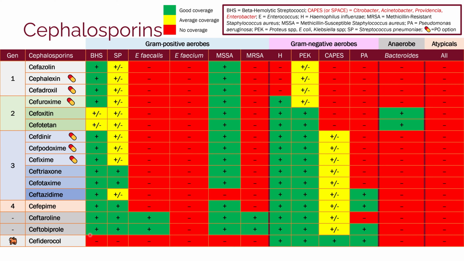Ceftobiprole is unique in the sense that it is the only beta-lactam that covers both MRSA and Pseudomonas. So you can think of it as ceftaroline with Pseudomonal coverage.